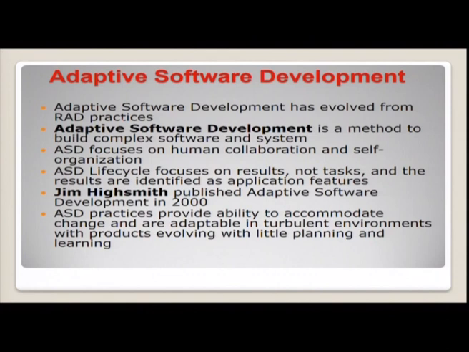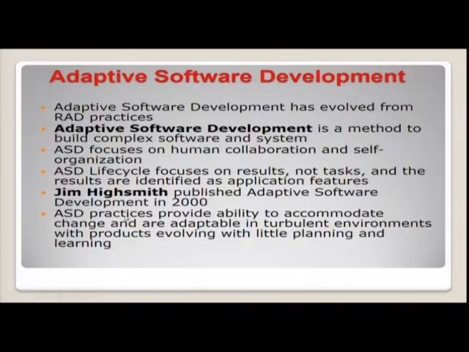Adaptive software development is a method to build complex software and systems. It focuses on human collaboration and self-organization. The adaptive software development life cycle focuses on results and does not focus on tasks, and the results are identified as application features. Each and every feature that you deliver to the customer is called an application feature.